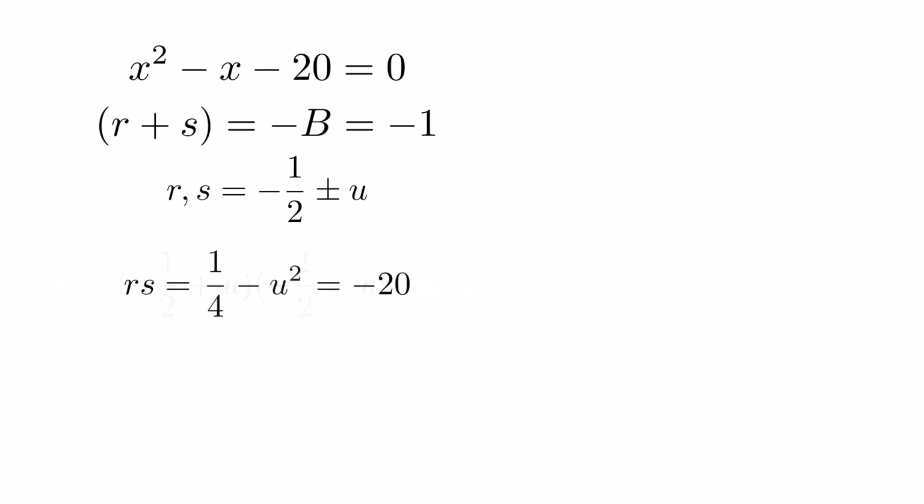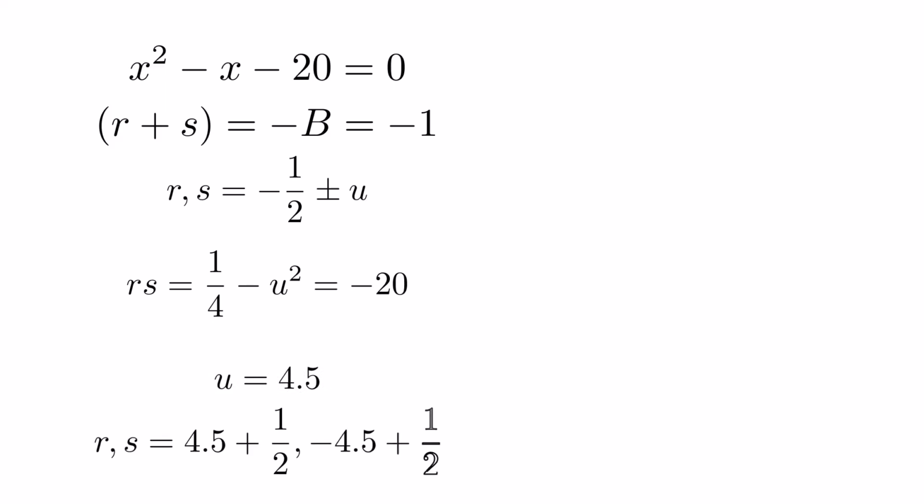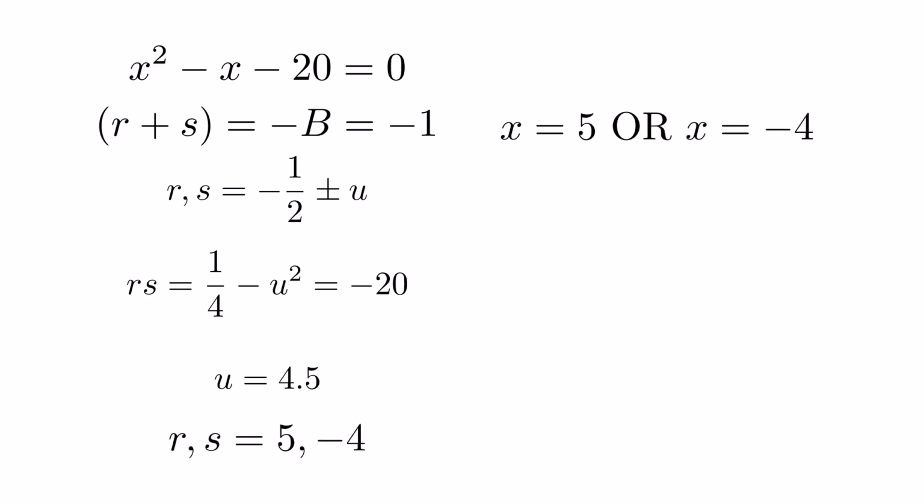Hence 1/4 minus u squared equals negative 20, u squared equals 1/4 plus 20, and u is the square root of 1/4 plus 20, that is the square root of 20.25, which happens to be 4.5. Hence the values for r and s are 4.5 plus 1/2 and negative 4.5 plus 1/2. That would give us 5 and negative 4. Hence x equals 5 or x equals negative 4, and our two solutions are negative 4 and 5. If you plug these two solutions back into the original equation, you'll find that both of them hold true. So congratulations, you've solved the quadratic equation!